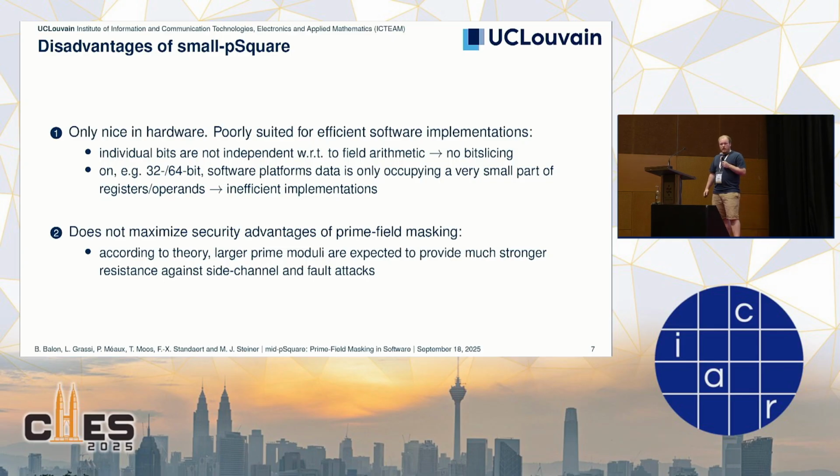The second, maybe even more drastic problem is that it does not maximize the security advantages that you can get from prime field masking, because according to theory that has been established in the papers that I showed in the beginning, larger prime moduli give me significantly stronger resistance against side channel and fault attacks. This is also part of what we want to evaluate in this work.